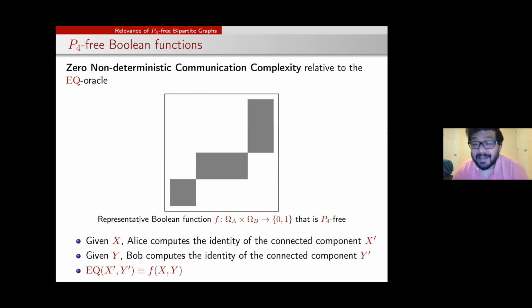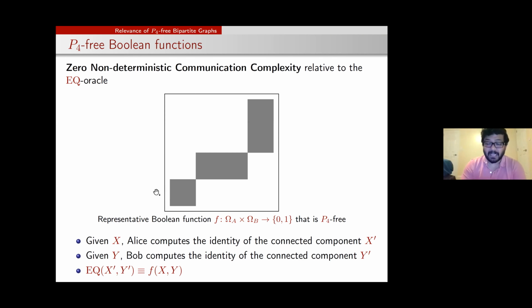The third application. If the function looks like this, what I mean by that is the ones form rectangles and zeros are the white areas, then it is very easy to compute this function without any assistance or any non-deterministic input. Alice can compute the identity of the connected component X', and Bob can also compute the identity of the connected component Y'. And the output of the function is 1 if and only if X' is equal to Y'. So again, this is how P4-free graphs show up in communication complexity problems.